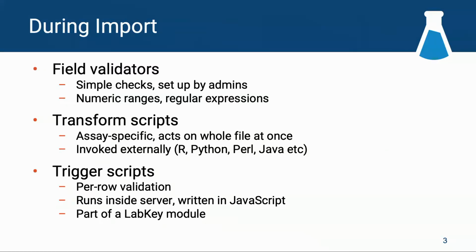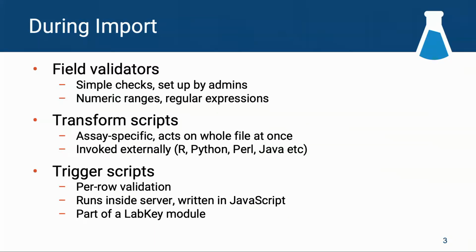All at once. So instead of row by row or value by value, they get passed the whole file to process. And they can both transform the data, and they can also just do validation. Years ago, we had both a transform script and a validation script, and now we just have the general transform script. You can have as many as you like.